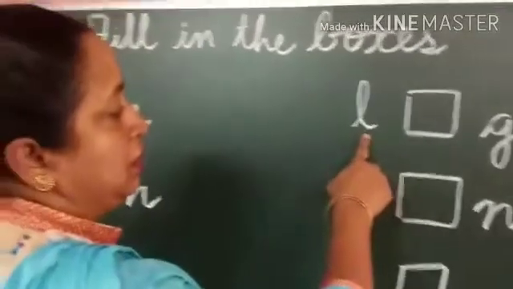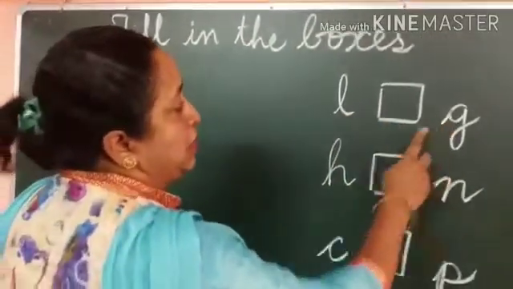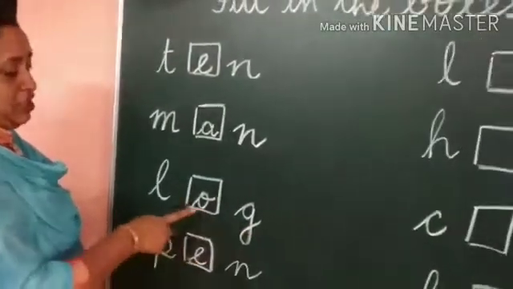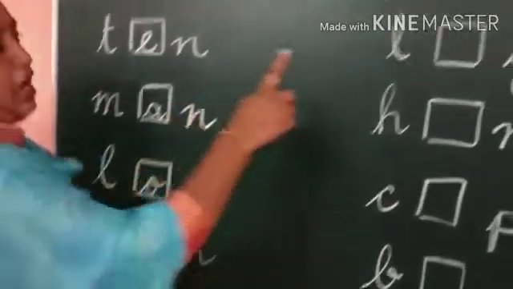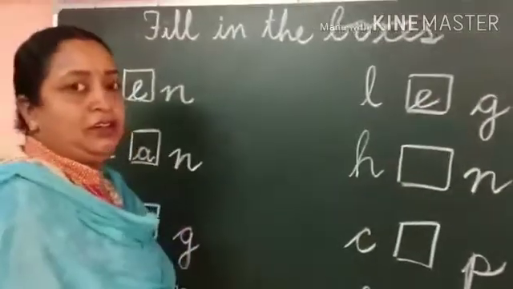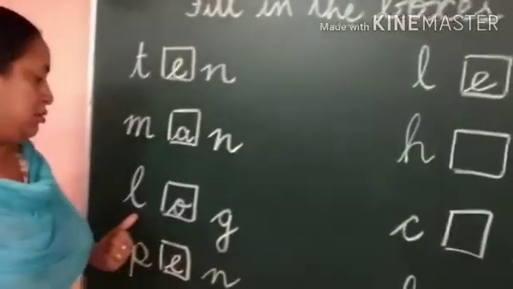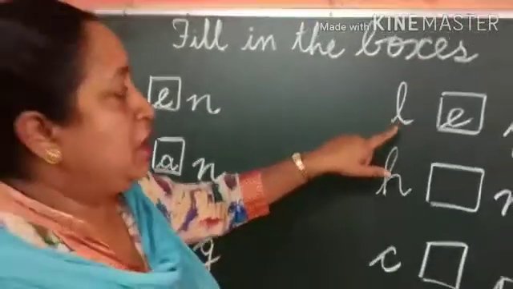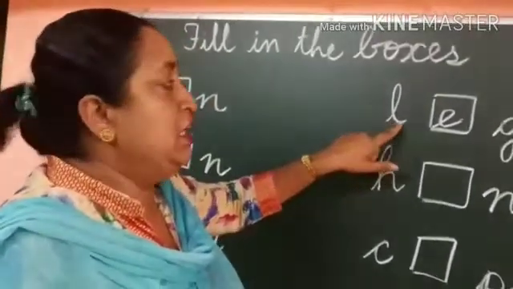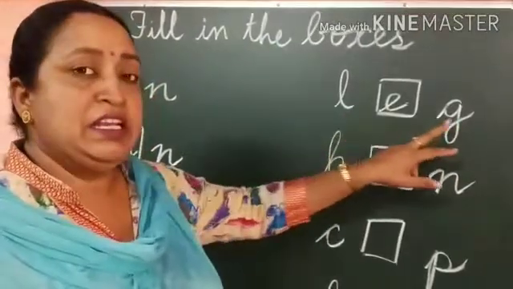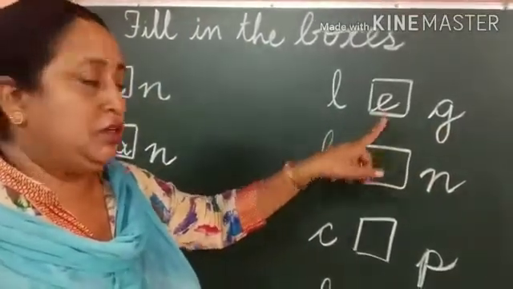Now, next, see over here, L, box, G. Now this and this is the same word. But here I have put an O and here I would like to put an E. Here I made this log, L-O-G, log. But here if I read this, L-E-G, leg. This becomes leg if I put an E in between.